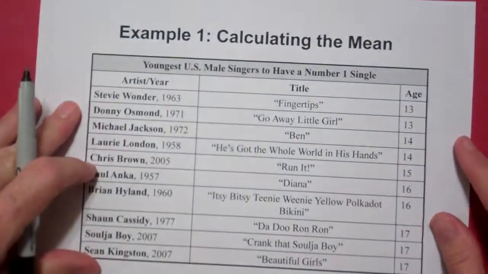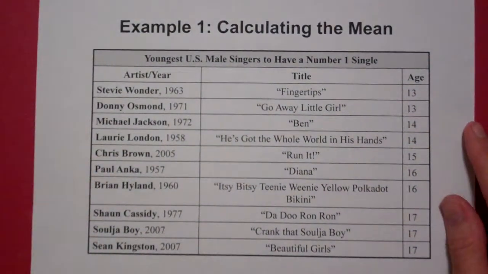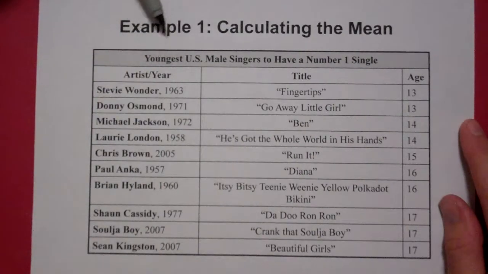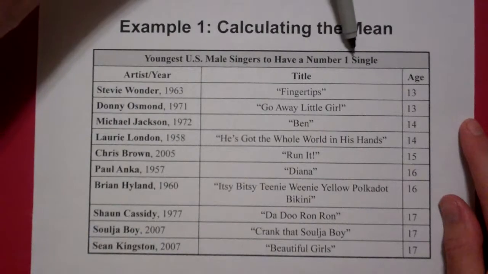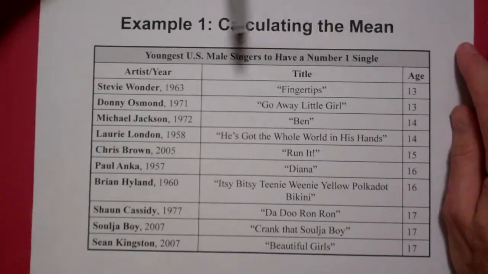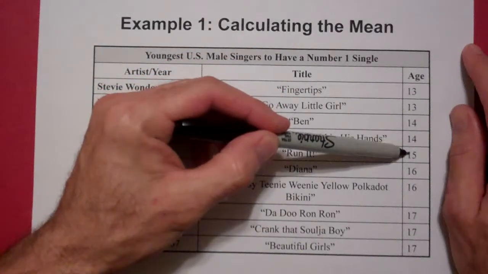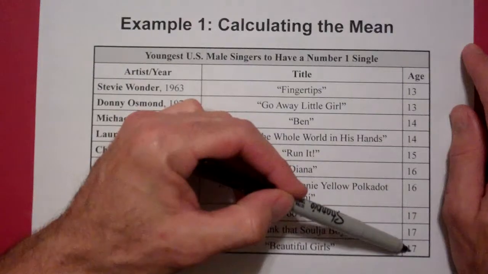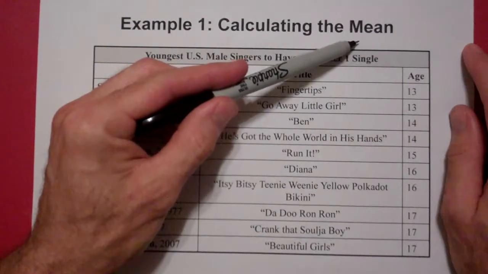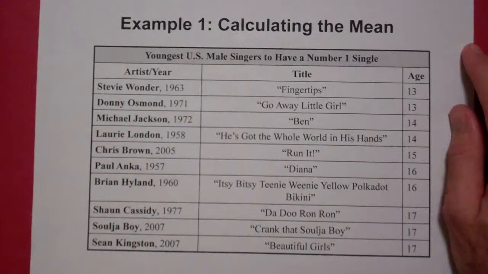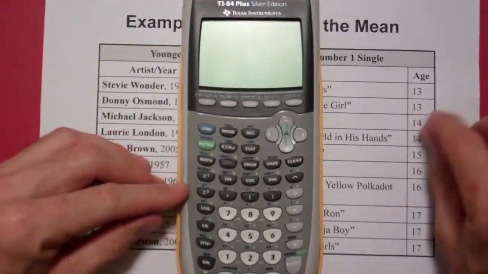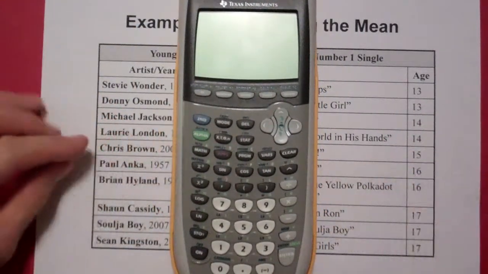So if we look here, I do have a nice example, and the example is calculate the mean for the youngest U.S. male singers to have a number 1 single, right? And so here we have 13, 13, 14, 14, 15, 16, 16, 17, 17, 17. And we want to calculate the mean. Alright? So here's what I'm going to do. I'm going to bring the calculator in just so that it's right here.